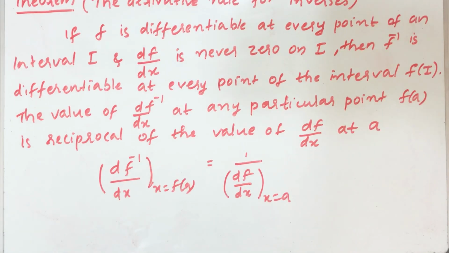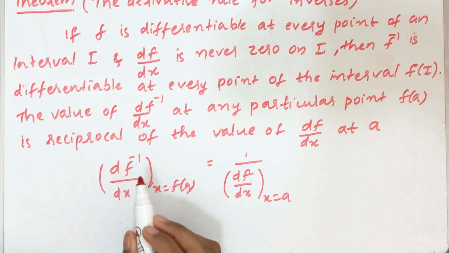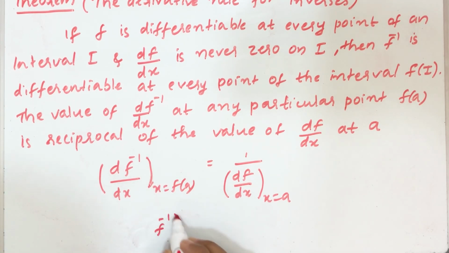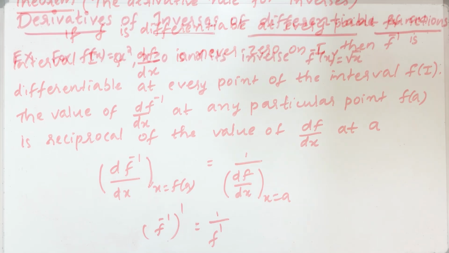Very simple theorem. In short, instead of df by dx we can write f inverse dash. f inverse dash is equal to 1 by f dash. Next, we can see examples. Then it will be more clear to you.